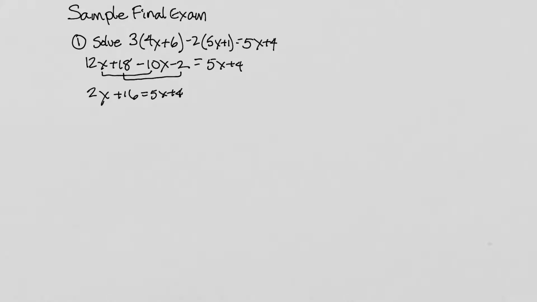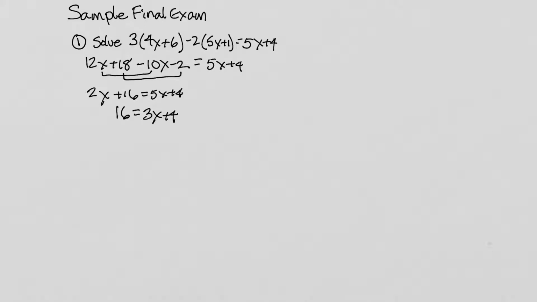Now I've got a linear equation with variables on both sides, so I'm going to get the x's on the side on which I have more already. Now you can see on the left side we've got 2, but on the right side we've got 5. We've got more x's on the right side than the left side, so let's get them all on the right side. To do so, let's subtract this 2x from both sides. So if I do that, 2x minus 2x is gone. We'll get 16 equals 5x minus 2x is 3x plus 4.